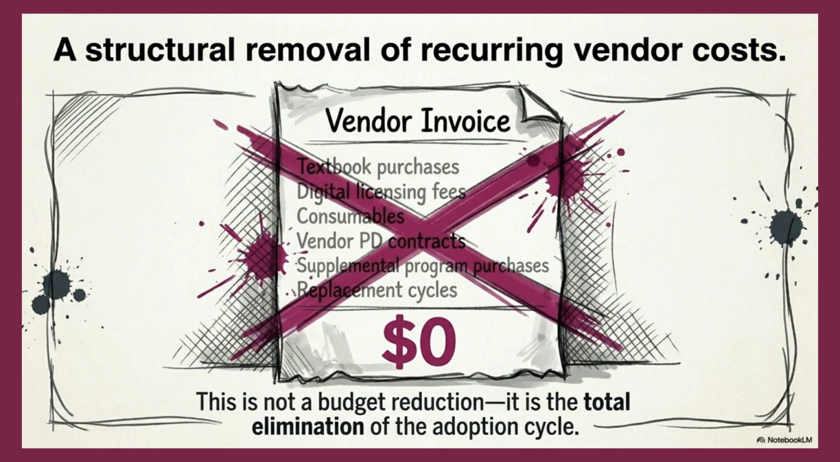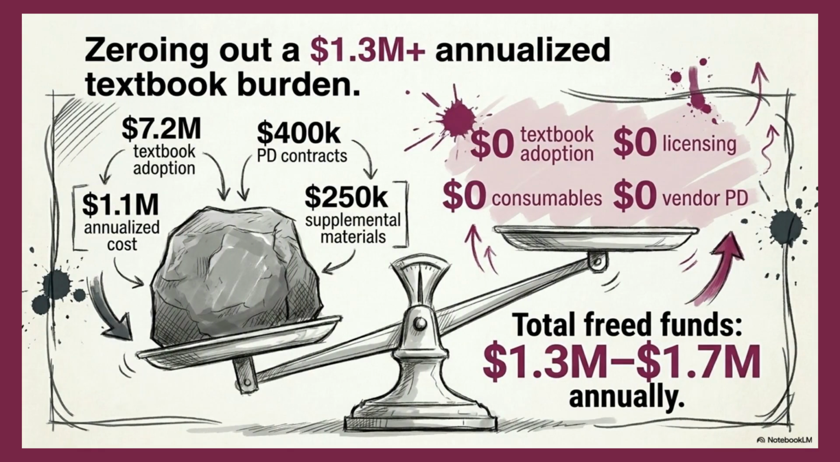Achieving structural removal means eliminating recurring vendor costs, such as textbook purchases, digital licensing fees, and vendor PD contracts. This is the total elimination of the adoption cycle, resulting in $0 for the vendor invoice. This approach zeroes out a $1.3 million plus annualized textbook burden. Eliminating costs for textbook adoption, licensing, consumables, and vendor PD frees up between $1.3 million and $1.7 million annually.